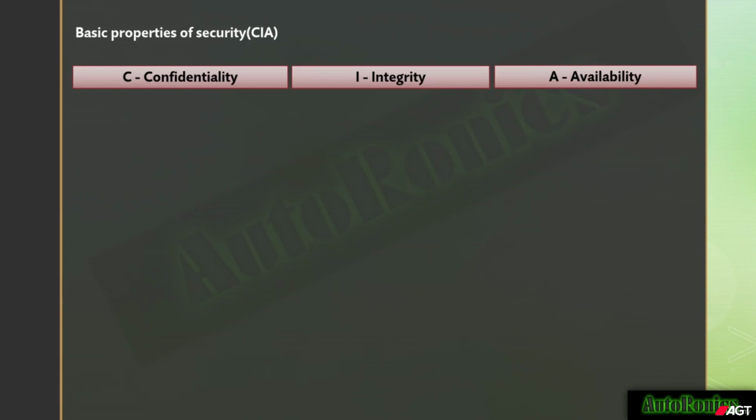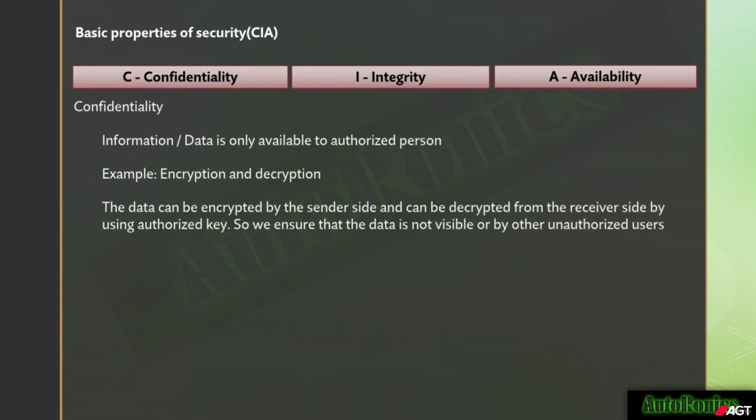In this chapter, we'll look into the basic properties of security. These properties are organized as CIA, which stands for confidentiality, integrity, and availability. Let's look into the first property of security, which is confidentiality. As the name states, the information is available only to the authorized person.